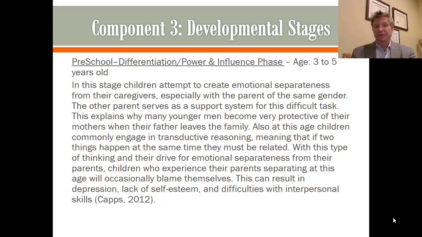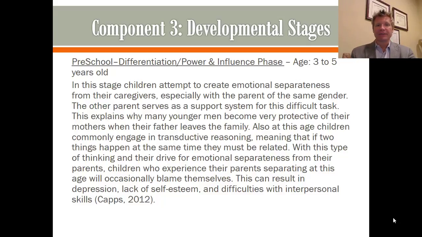Or really together, differentiation and power and influence phase. So ages 3 to 5. In this stage, children attempt to create emotional separateness from their caregivers, especially with the parent of the same gender. The other parent serves as a support system for this difficult task. This explains why so many younger men become very protective of their mothers when their fathers leave the family.